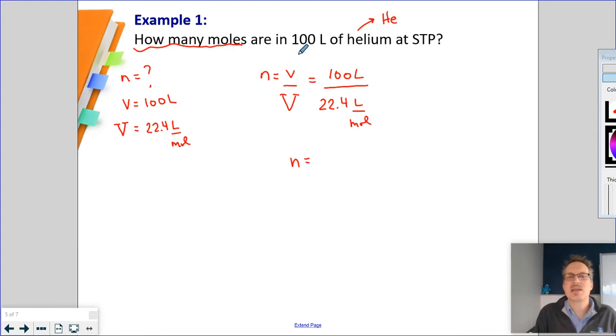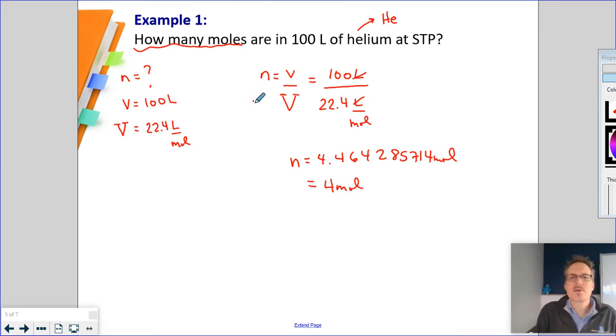So we're going to go 100 divided by 22.4 equals. And my answer on my calculator is 4.464285714 moles. My liters cancel out, which is nice because I'm supposed to get an answer in moles. We look back here. I have 1 significant digit because I have no decimals, so we don't count zeros after. So my answer is going to be 4 moles.